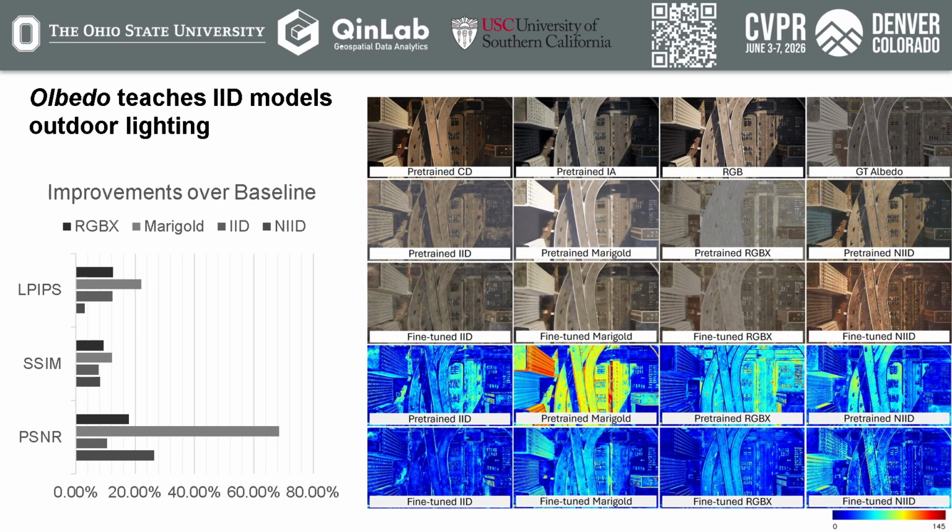After fine-tuning, several pre-trained intrinsic decomposition models achieve clear improvements on outdoor benchmarks. Visually, the predictions suppress baked shadows, reduce shading leakage, and preserve details on roads, roofs, vehicles, and facades. The error maps also become more blue, indicating lower albedo error after Olbedo fine-tuning.